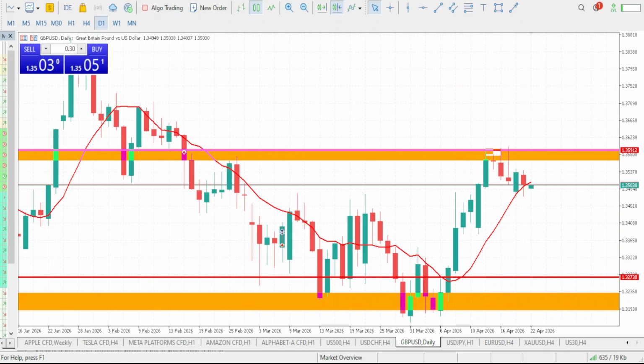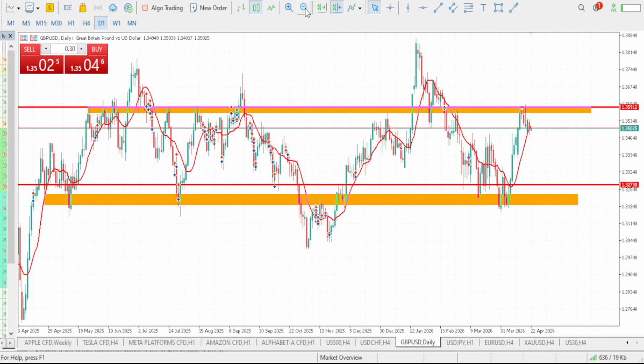Now let's take a look at what GBP USD will be doing for us for the day. First thing first, before you take a trade, you need to know what the trend is. Remember, before you take a trade, you need to know what your trend is. And as you can see on our GBP USD, we are in a range market move.